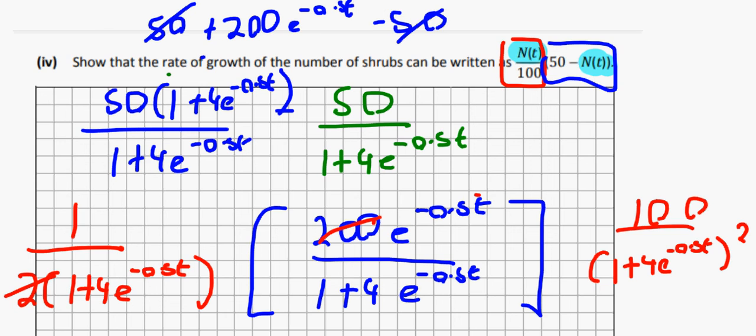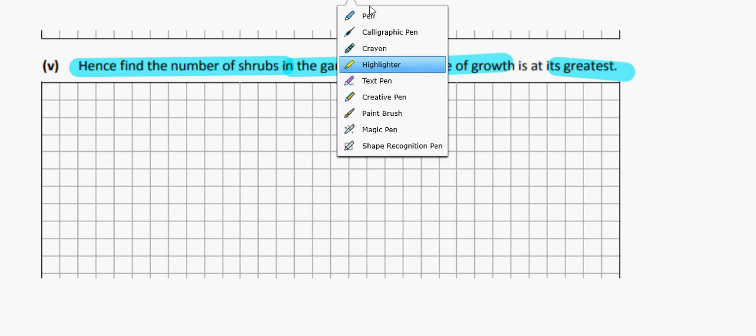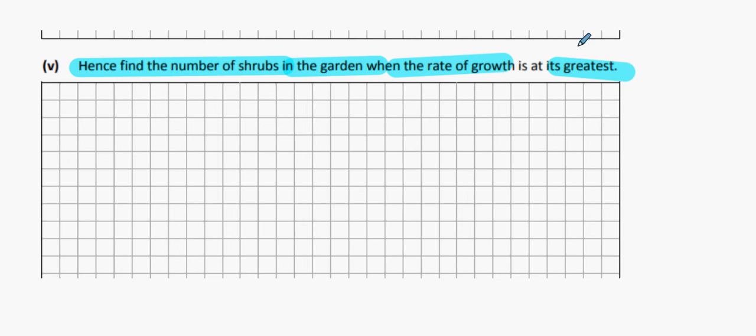Now, this one here, all we're going to say is not a chance in hell. Alright? Just awful. Once again, have it done. But the language is the key point here, right? They won't give you anything this difficult in the leaving cert. The only thing I really want you to take home from here is the language. Hence find the number of shrubs in the garden when the rate of growth is at its greatest. When the first derivative is a max.